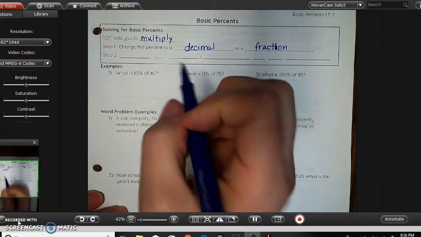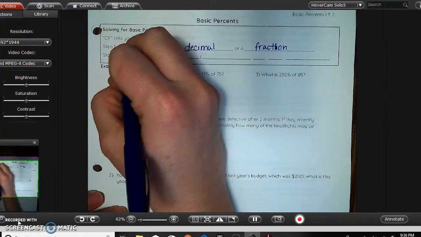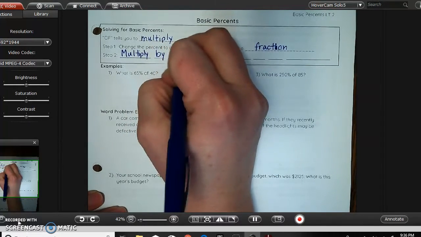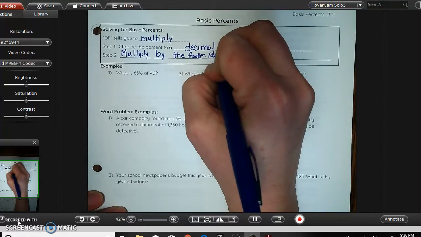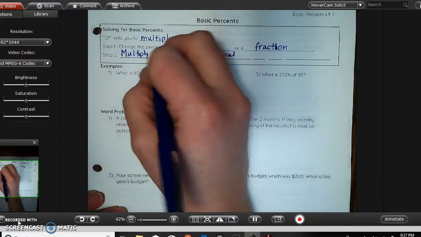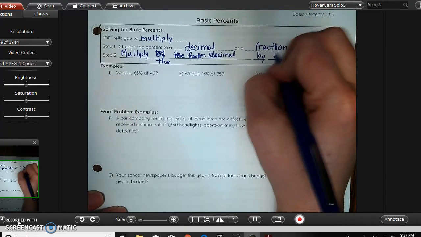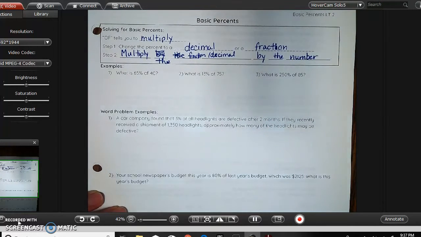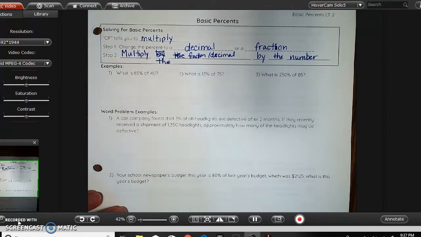You just need to feel comfortable with it and using it all the time. And so once you change it to a fraction or a decimal, you will multiply the fraction or decimal by, got ahead of myself there, by the number. So let's take a look at what that looks like. It says, what is 65% of 40?